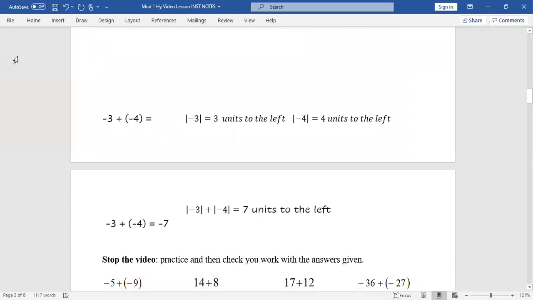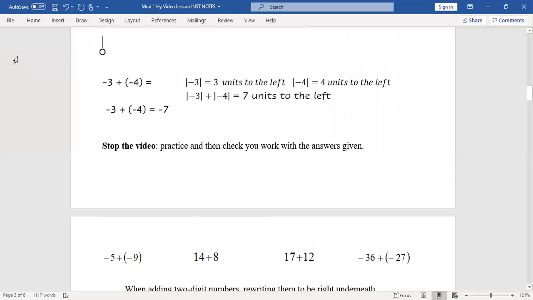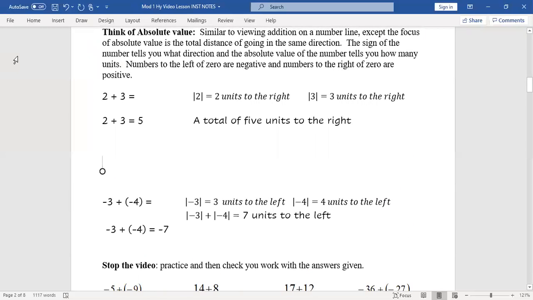Whereas if I had a negative 4 plus a negative 3, or negative 3 plus negative 4, I took the absolute value of each of those numbers. The absolute value of negative 3 is 3, but since it's negative, it's 3 units to the left, plus the absolute value of negative 4, which is 4, but it's also to the left. I have a total of 7 units to the left, and since it's to the left, it gets a negative value.